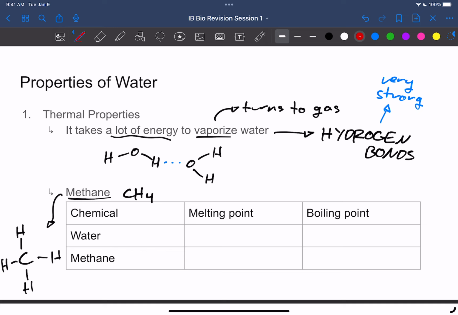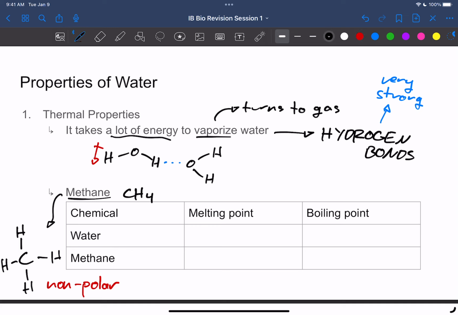Overall, it has 4 bonds that are evenly distributed, which creates a net non-polarity, a net 0 in terms of its dipole moment. Water, because it's bent, these hydrogens and this delta positive creates a net dipole moment going downwards, and that makes it polar.